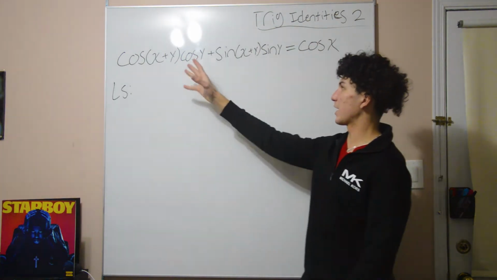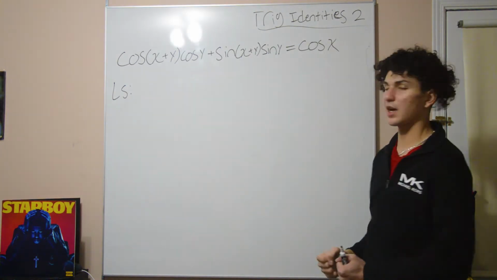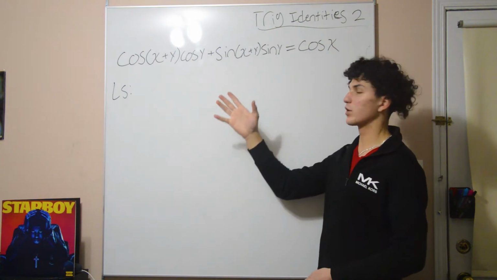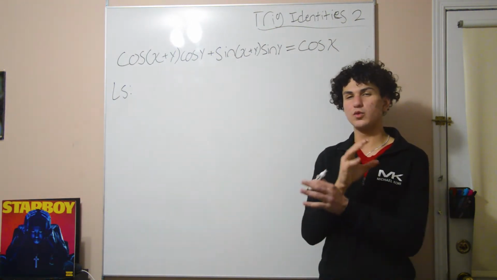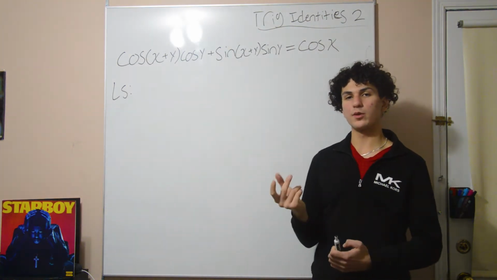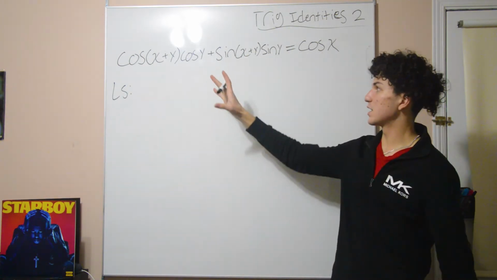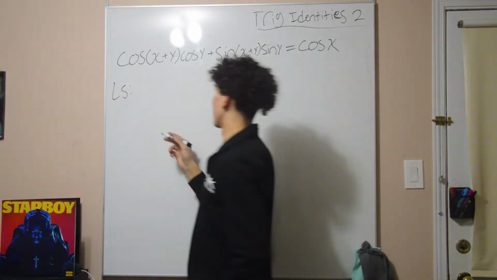So cos of x plus y times cos y plus sine of x plus y times sine y equals cos x. Now, when dealing with trig identities that include our compound angles, we want to expand them into what we know. And in some questions, you want to do the reverse, and you'll see what I mean by that later on in the video. But in this case, let's go ahead and expand our cos x plus y and our sine x plus y.